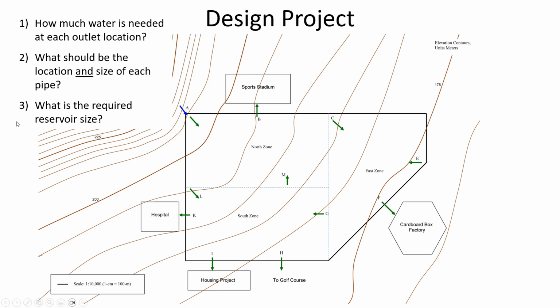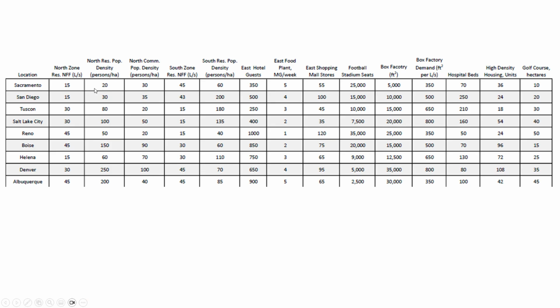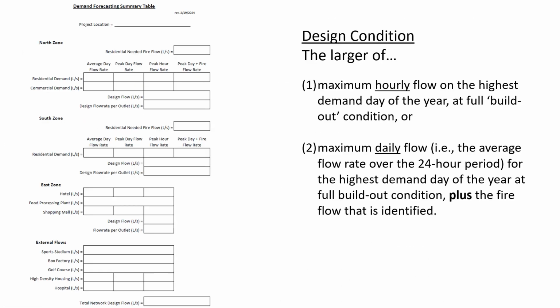And then you're also going to, in a separate phase of the project, size the reservoir. And I'll talk more about that later in the semester. So it all goes down to some of these assumptions I've given you for figuring out how much water is needed. So you're going to have to fill out this table. And so in the north zone, how many people do you have? How much water per person per day is the average daily flow rate?